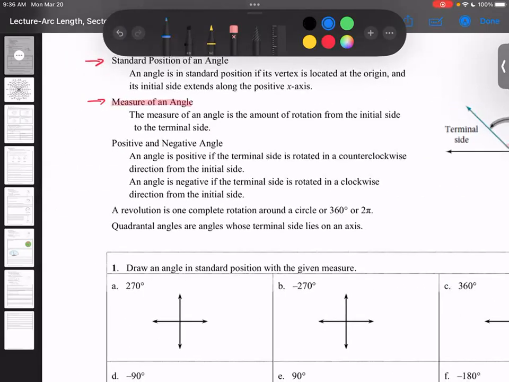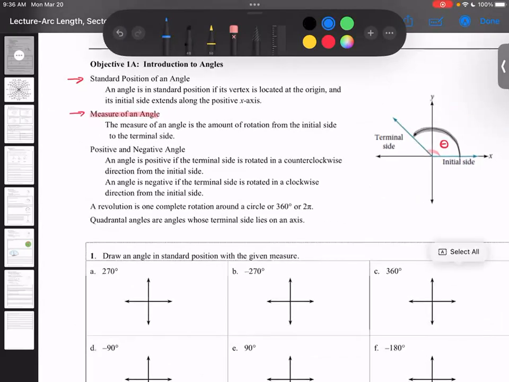If you want a positive angle, you rotate counterclockwise. So going like that, you have a positive angle. For example, if I go pi half, that's positive, theta equals pi half. If I had gone the other way, then theta is negative pi half.